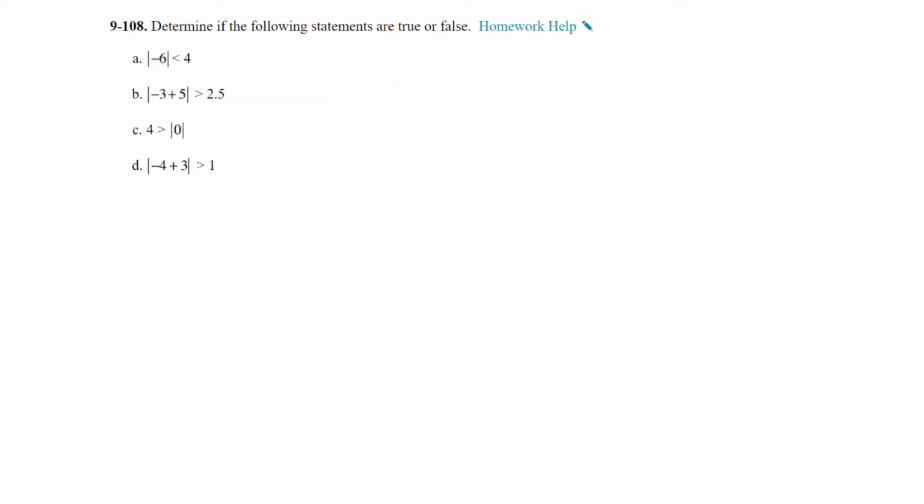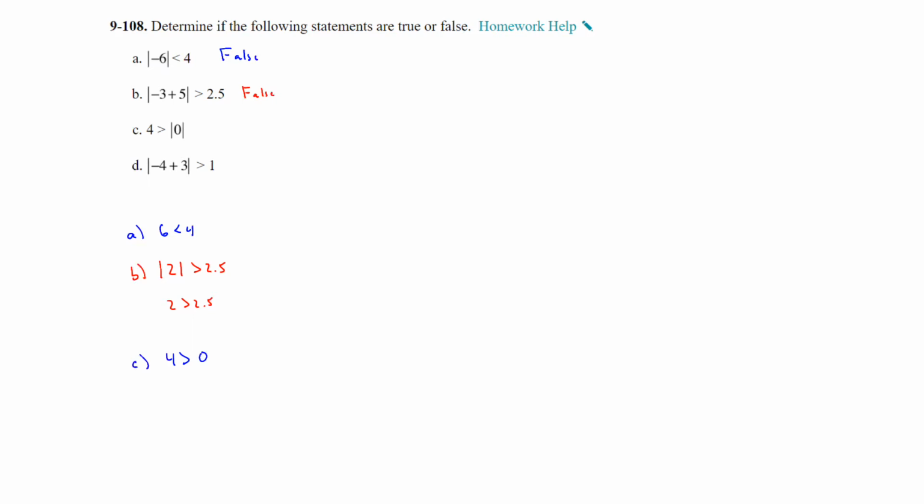Question 108. Determine if the following statements are true or false. A, the absolute value of -6, that would be 6. Is 6 less than 4? No, that is false. B, the absolute value of -3 plus 5 would be the absolute value of 2. So the absolute value of 2 is 2 as well. So is 2 greater than 2.5? No, that is not true. That is false.